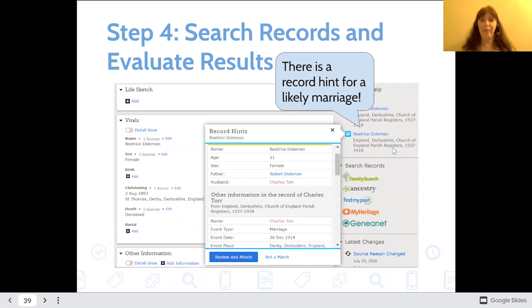This is really cool. There won't always be a record hint, but in this case, there was one. And if you don't get a hint that looks like it's going to help answer your question, then that's where you look at other records, go to the wiki, go to partner sites, etc. But in this case, FamilySearch kind of handed us this record to evaluate. So let's take a look, see if we think that this is really for our Beatrice.